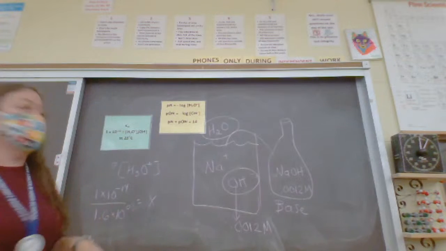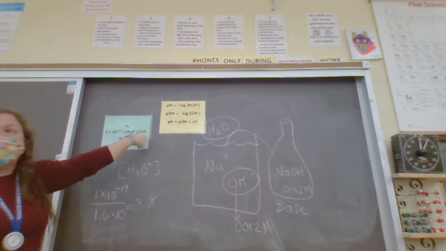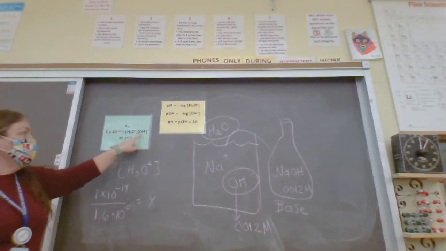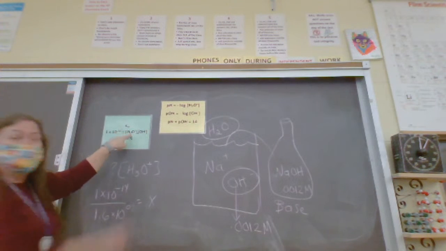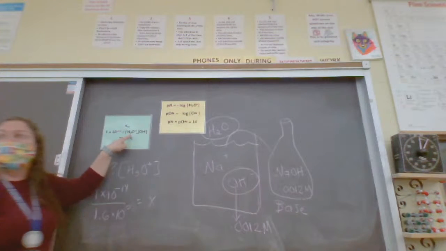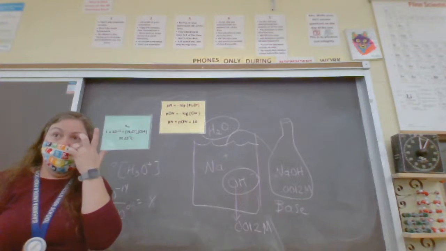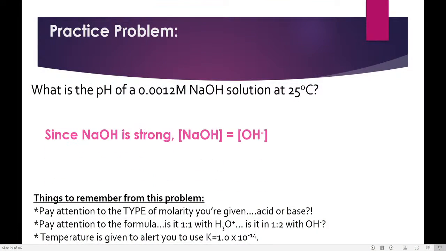The other way to do it is to go back to this equation, because it says it was 25 degrees. You could plug the hydroxide in here, and that would allow you to find hydronium. Once you find hydronium, guess what? You can do this equation to get the pH. So you have two choices of how to solve the problem. Okay, so let's take a look at the answer key here.